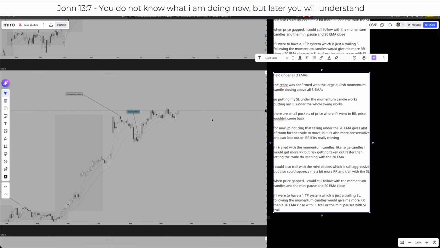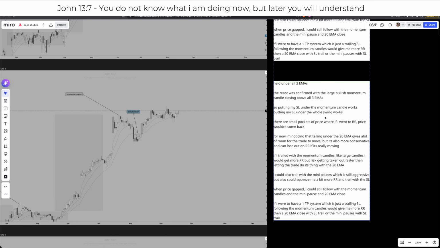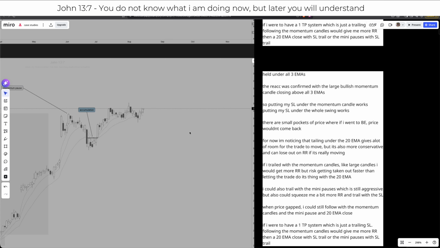So far these two rules have been met. So it holds under the three MAs. It breaks the accumulation with a large momentum candle. So those are good. So putting my stop loss under the momentum candle works. So it works here. I don't get taken out. And putting it under the whole swing works as well. Okay, so those work.